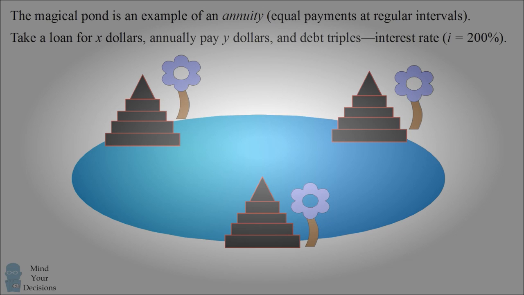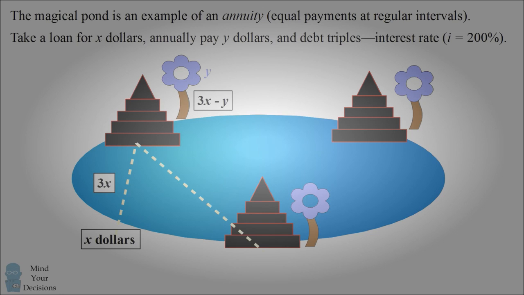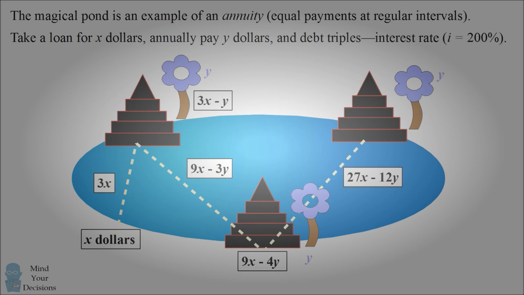Imagine we take a loan out for x dollars. Every year we pay off y dollars of the loan, but each year the amount of debt that we have remaining triples. We have an interest rate of 200%. If we had this kind of problem, and each temple we imagine visiting 1 temple in a year, this would exactly lead us to the same algebraic problem of paying off a debt in 3 years, in which we have an equal payment of y every year, and the outstanding debt triples. At the very end, we would want our debt to be 0.